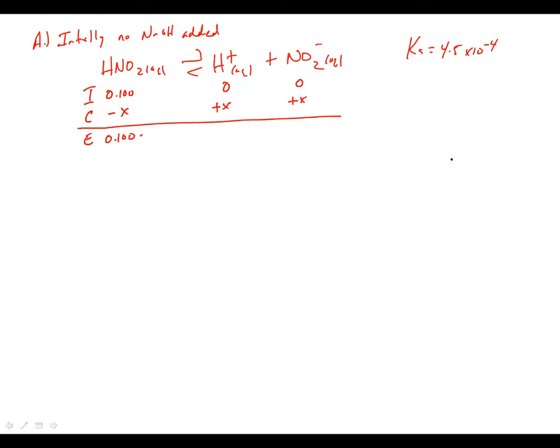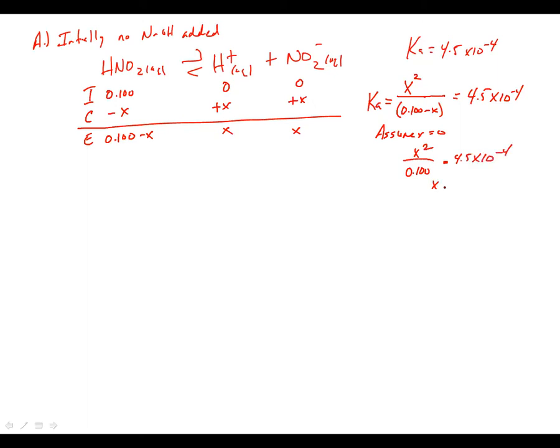This is going to go into our Ka expression. So our Ka, products over reactants, is going to give us x squared on top and 0.1 minus x on the bottom, and that's going to equal 4.5 times 10 to the minus 4. You can assume that x is negligible compared to 0.1 here. If you do, that gives you x squared over 0.1 equals 4.5 times 10 to the minus 4. That will give you an x value if you solve for it.